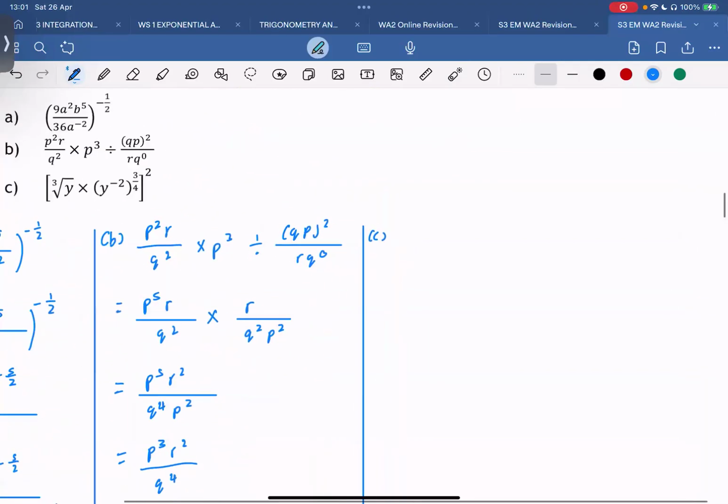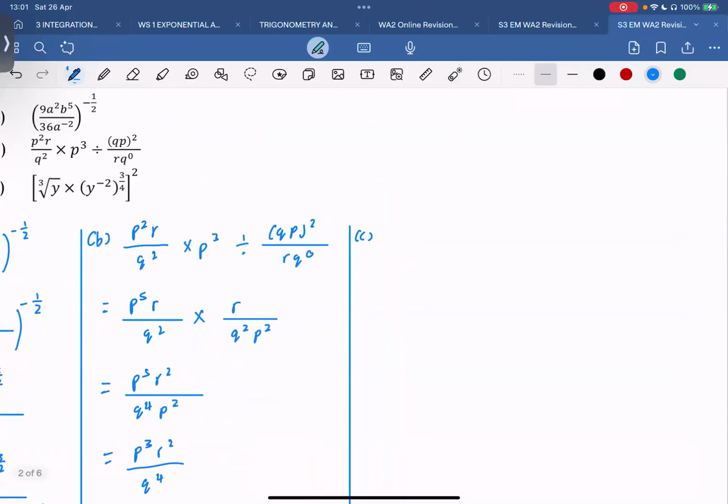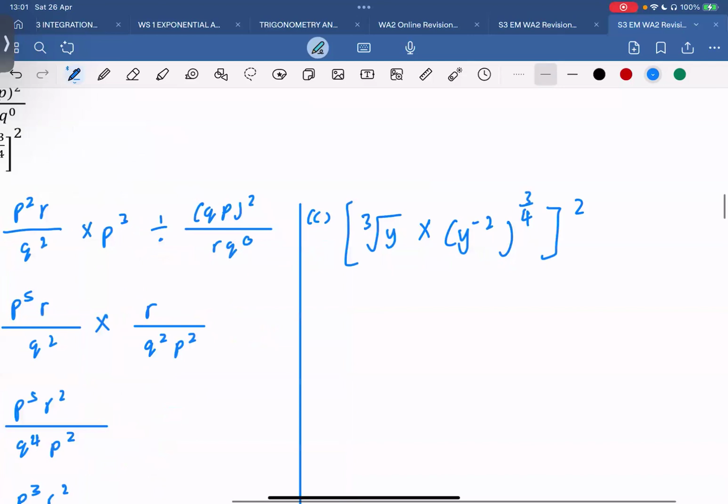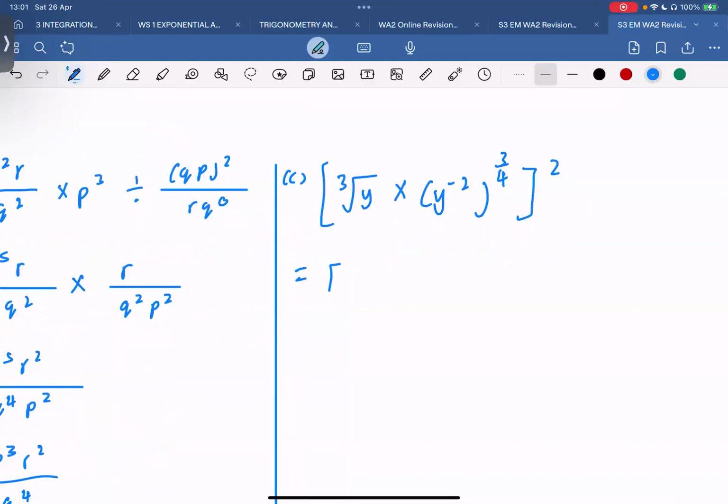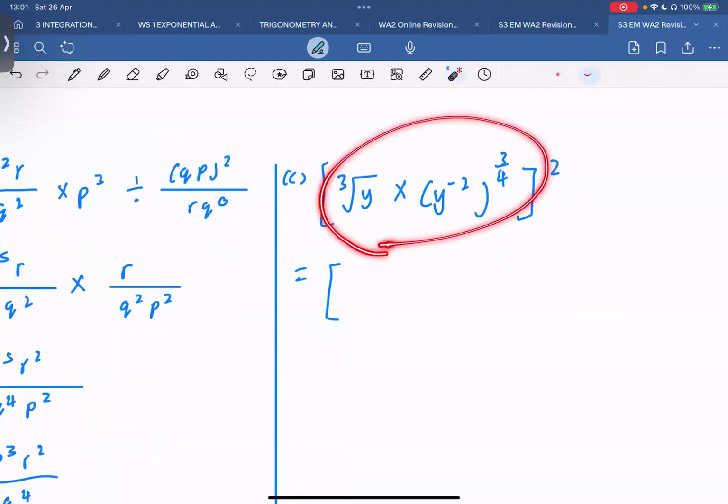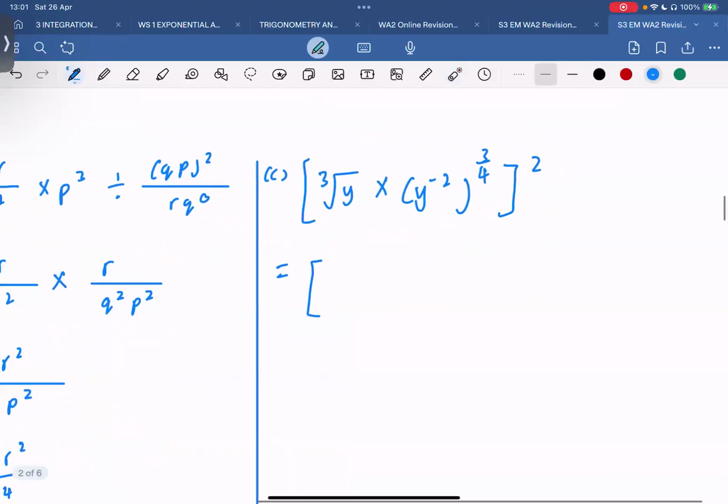Okay, lastly, question C. We have cube root of y multiplied by y to the power of -2 to the power of 3/4, whole thing squared. Okay, so obviously we will simplify it within the bracket first. So remember, cube root can be converted into y to the power of 1/3.